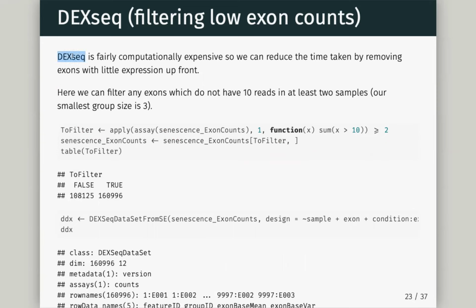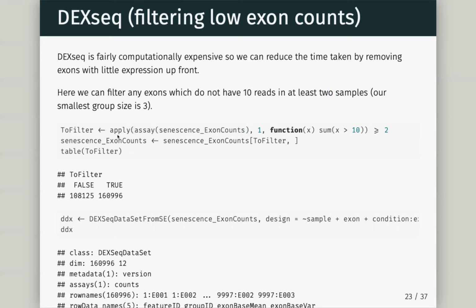So DEXseq, like I said, is very computationally expensive. It takes a long time to run. So we can speed this up somewhat by removing exons that have, say, arbitrarily here, but this is generally followed, less than 10 reads in at least 2 samples. Okay, so our smallest sample group is 3. You could say it needs at least 10 reads and 3 samples, and that would mean in one sample group it would need to have at least 10 reads.